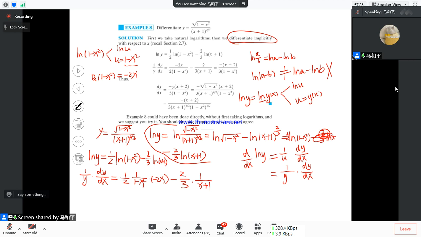Okay, and from this equation we find dy over dx. This means multiplying by y. So it's y times minus x over 1 minus x squared, minus 2 over 3 times x plus 1.